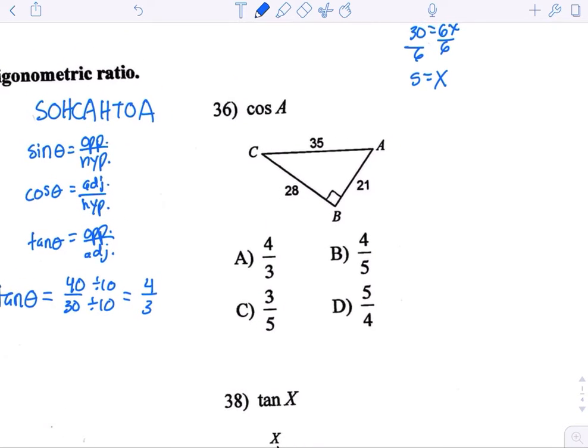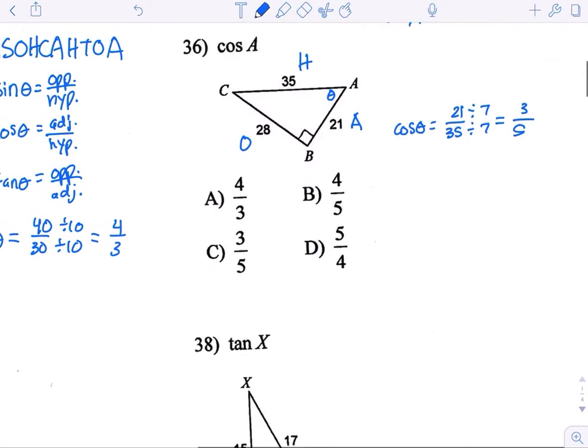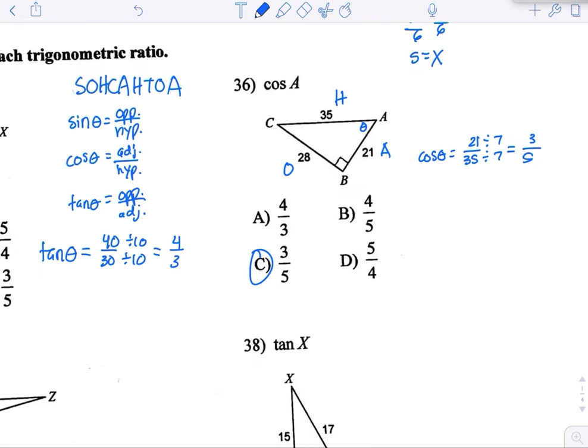Let's take a look at this one. Okay, so cosine of A would be, theta's right there. So let's just mark everything. Opposite, adjacent, hypotenuse. So cosine of theta is adjacent over hypotenuse. So 21 over 35. Divide top and bottom by 7, and you guys are going to get 3 over 5. So 3/5 is going to be C.